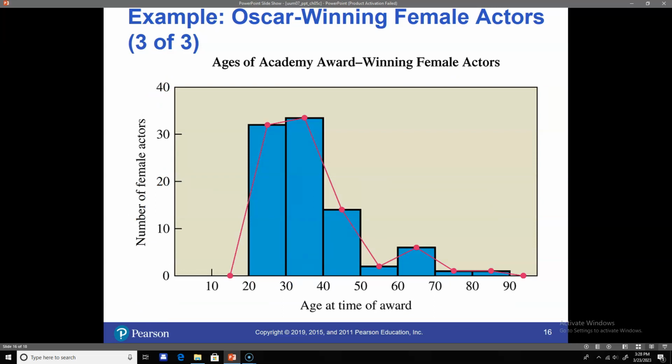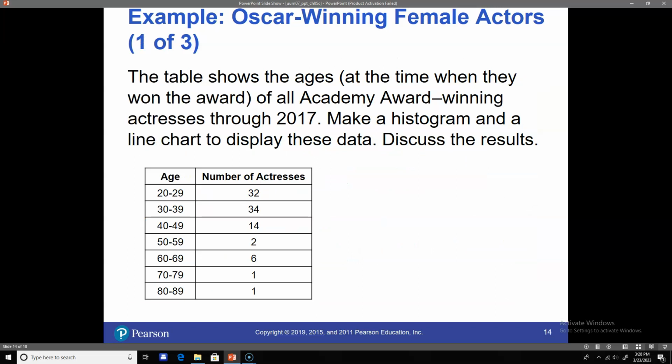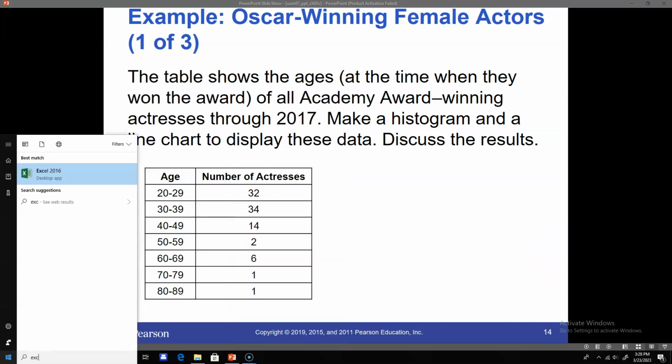Let's go ahead and go back and see how we could construct this in Excel, because that's pretty useful. Or you could also do it in Google Charts, and it's pretty similar. So if we go ahead and, let me see if Excel is still running on this thing.